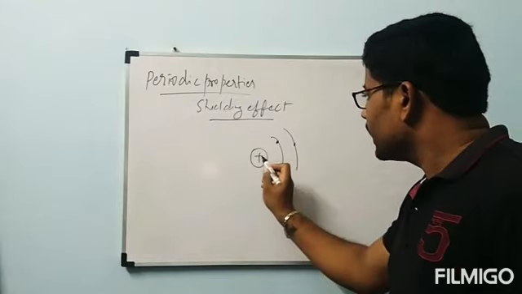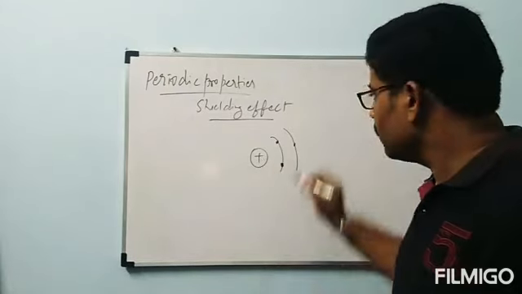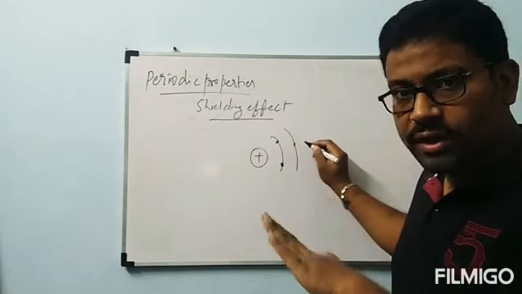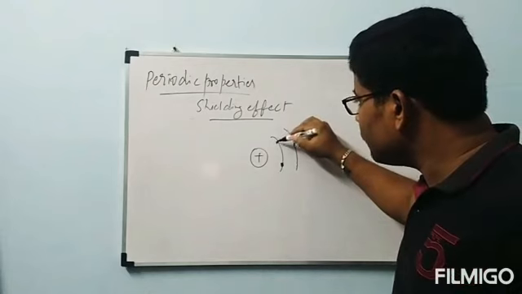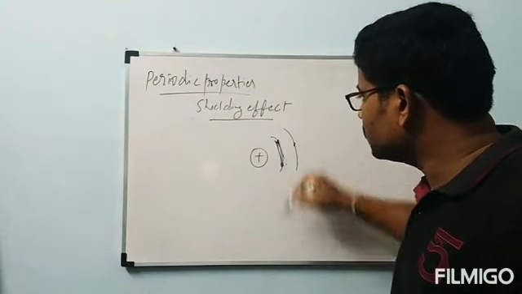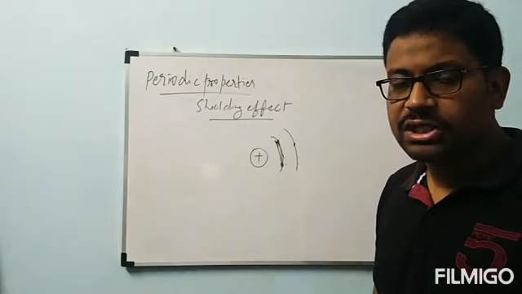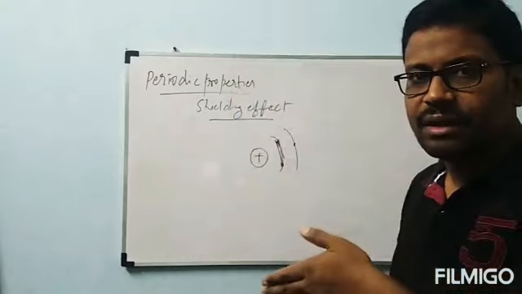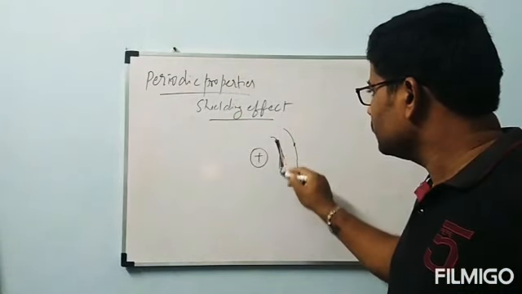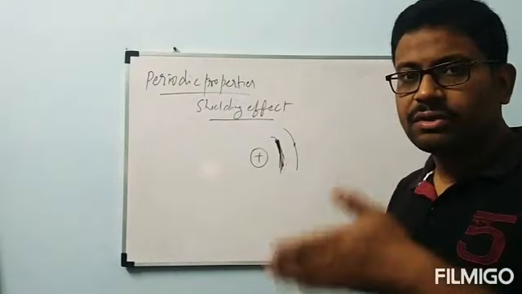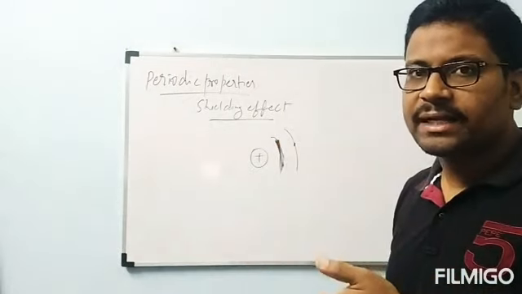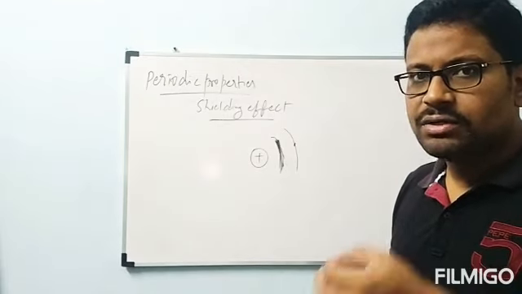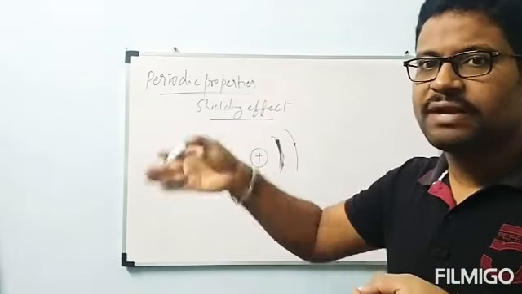Now, the attraction of the nucleus over the outermost electron is affected by these 2 electrons. These 2 electrons are acting like a wall or shield between the nucleus and the outermost shell. And because of this shielding effect, the nucleus cannot hold the outermost electron effectively.